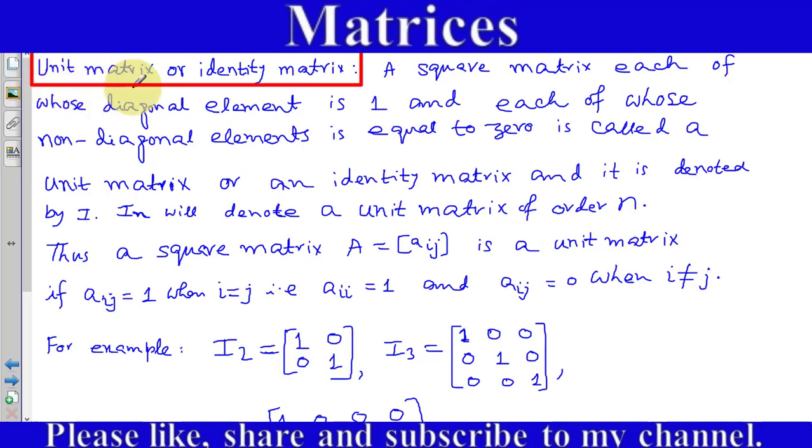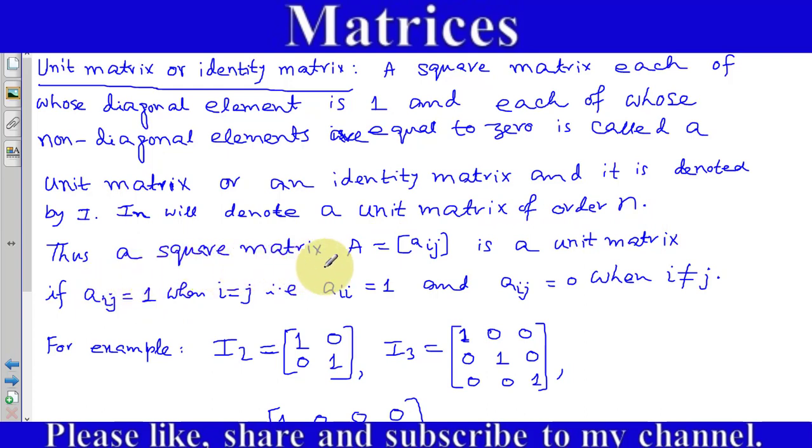Unit matrix or an identity matrix. A square matrix, each of whose diagonal elements is 1 and each of whose non-diagonal elements is equal to 0, is called a unit matrix or an identity matrix, and it is denoted by I. In will denote a unit matrix of order n.